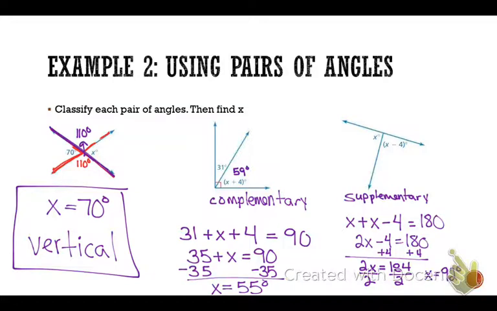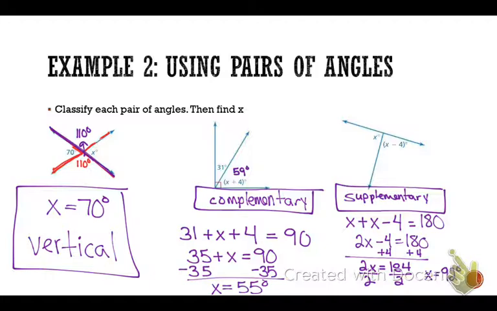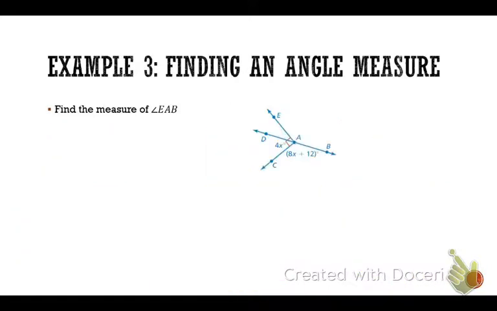All right, so we're classifying the relationship, and then we're solving for x. This is on your quiz and your test. Okay, so this section right here. Now on the next example, it's going to give me a specific angle that I need to solve for. Find the measurement of EAB. So the first thing I want you to do is find EAB on the diagram. Find it on the diagram. Can everybody see EAB?